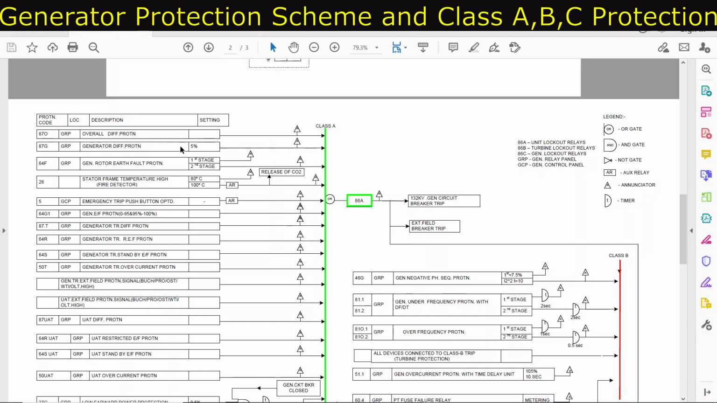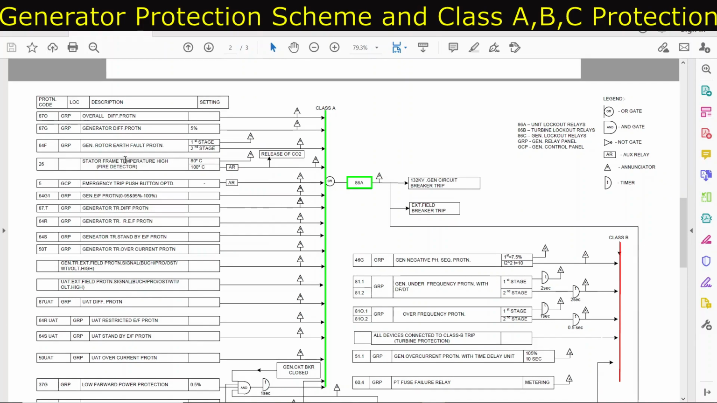All these trips, if the generator trips on these faults, like 26 stator frame temperature high, 87GT generator transformer differential protection, generator transformer REF protection, standby earth fault protection, overcurrent protection. Generator protection is also there, transformer protection is also there, UAT protection is also there.